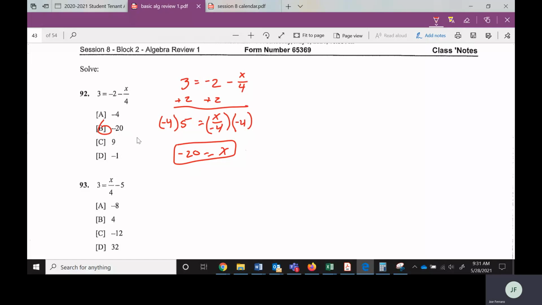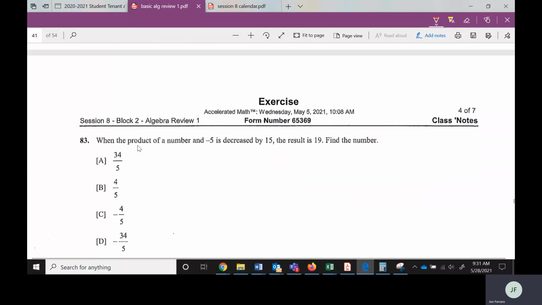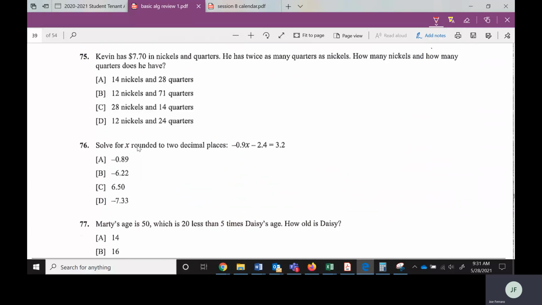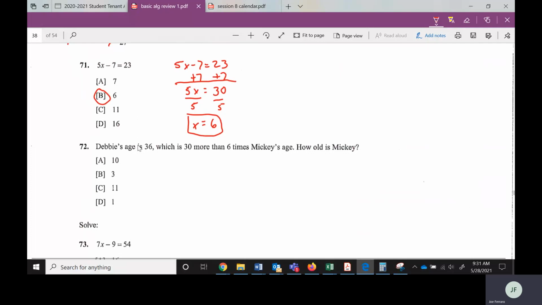Okay, 4 problems ago. Went all the way back to that first page again. And the word problems in this aren't too involved, so we'll just look at how to write them out and then solve them. Okay. Number 72 says Debbie's age is 36, which is 30 more than 6 times Mickey's age.